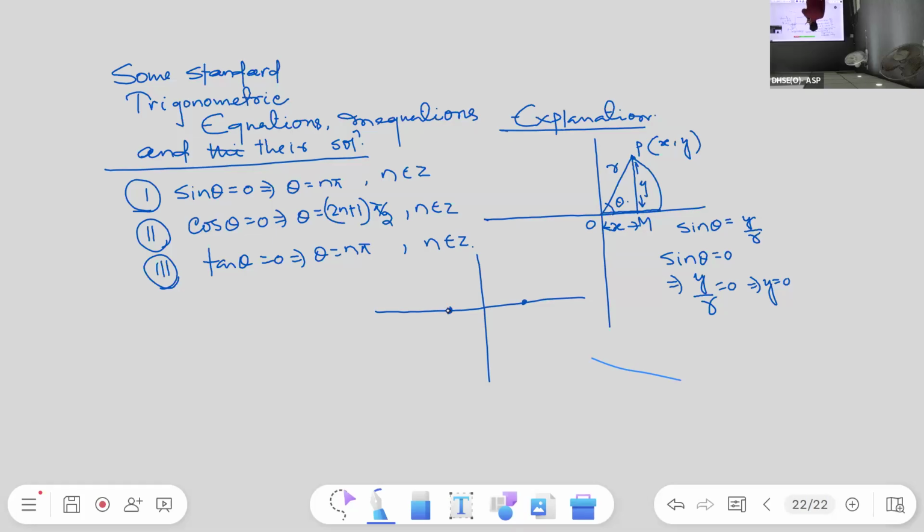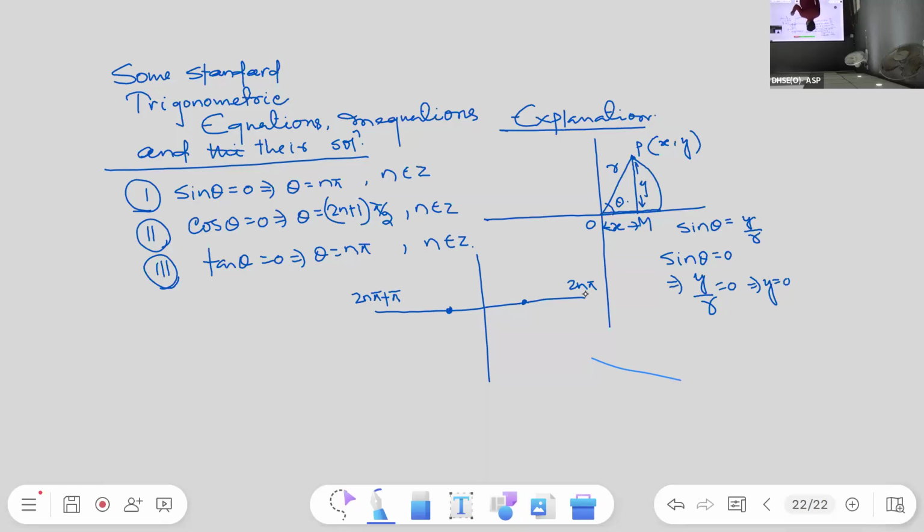If the point is on the positive part of the x-axis, this is your 2n pi region and this is your 2n pi plus pi region. If you take n equal to 0, the angle will be 0 or pi. If you take n equal to 1, the angle will be 2 pi or 3 pi. If n is equal to 2, the angle will be 4 pi or 5 pi. For n equal to negative 1, the angle will be minus 2 pi or minus pi.